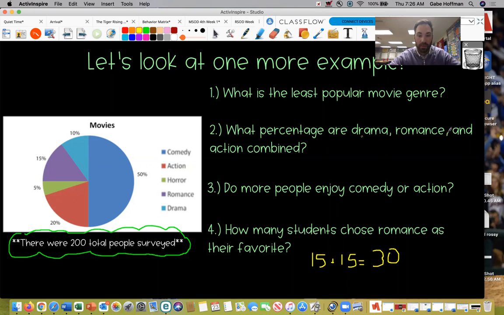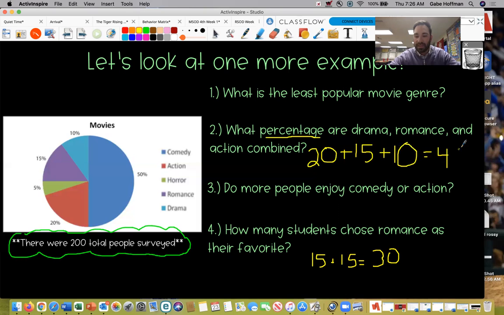What percentage are drama, romance, and action combined? We know we just need to add drama, romance, and action, right? So action is 20%. So I'm going to add 20 because it's asking me what percentage, right? Not what number. That's another tricky thing. You'll have to make sure you're looking at the percentages versus the actual number in the questions. So I'd be 20% for action, romance is 15, and then drama is 10. So I'd be doing 20 plus 15 plus 10, and I would get an answer of 45, right?